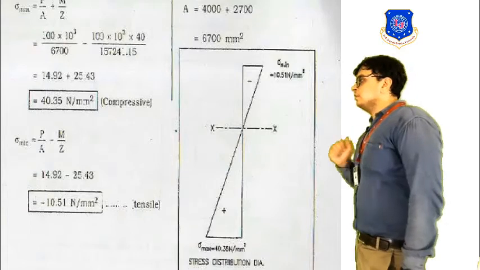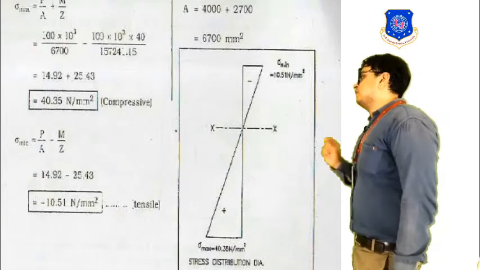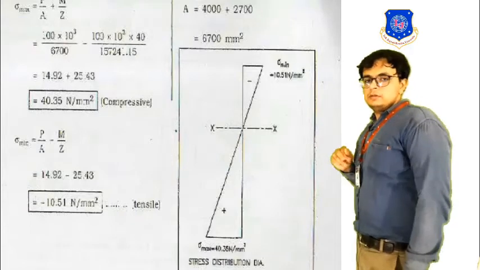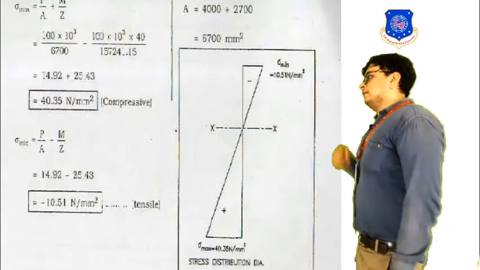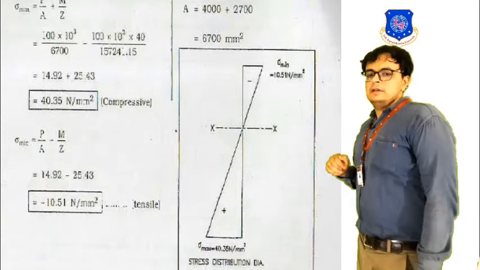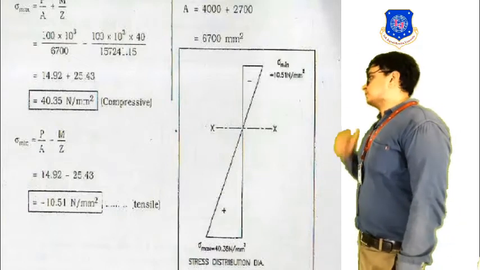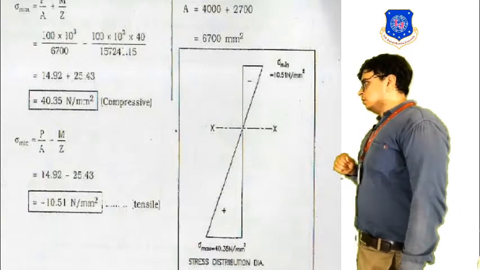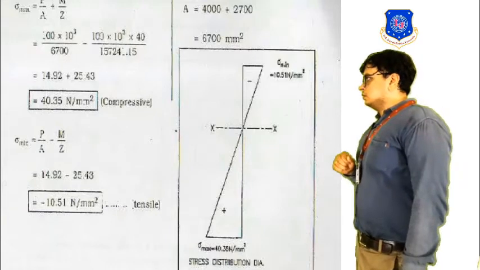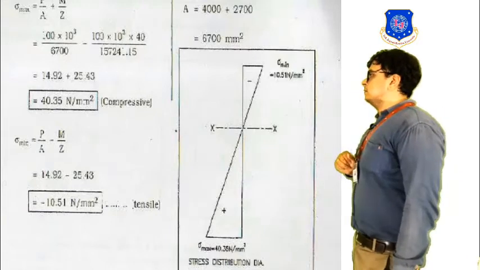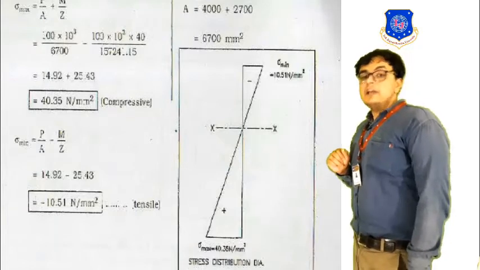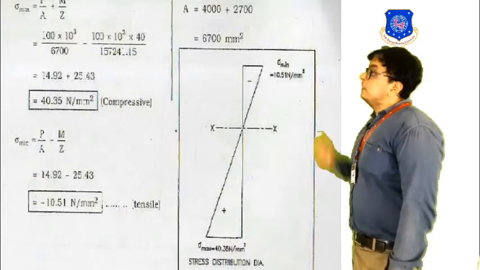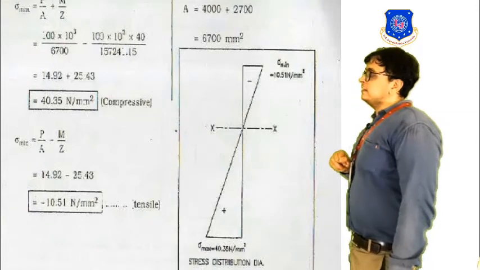Its tension value is nothing but 10.51. Okay, so whatever value we get for the tension, we will put it over here, and yes, this will be our value for the tension. So yes, we are getting the tension of 10.51 Newton per mm square at the top, and we will designate it by the negative sign.